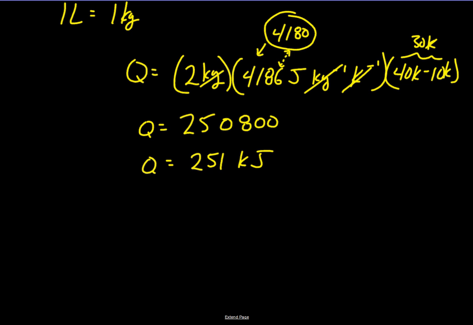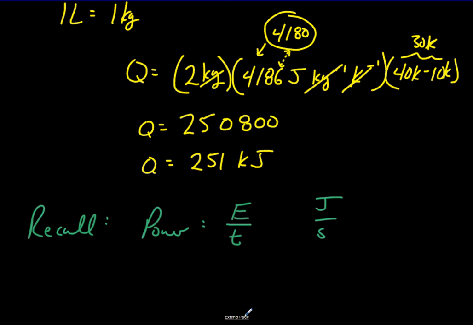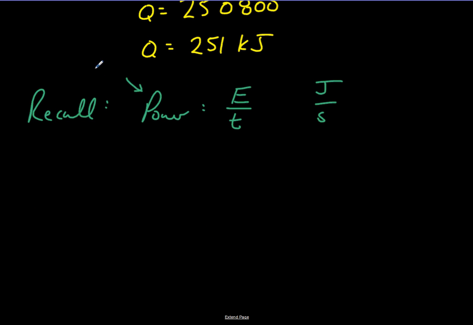Okay, and the second part is a time question. So recall that power is a measure of energy usage over time. So how many joules we're using every second. Well, it's telling you the power, and it says 1,000 watts or 1 kilowatt is the strength of this burner, right? So what does 1 kilowatt actually mean? Well, it means that we're using 1,000 joules every second.